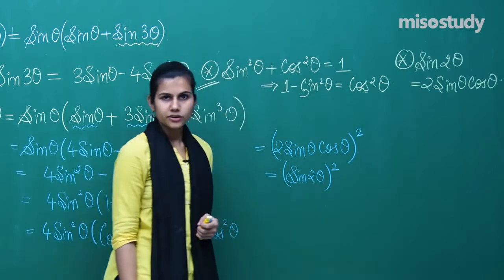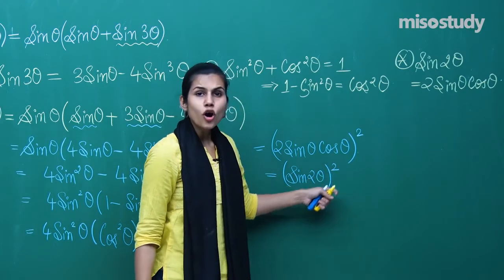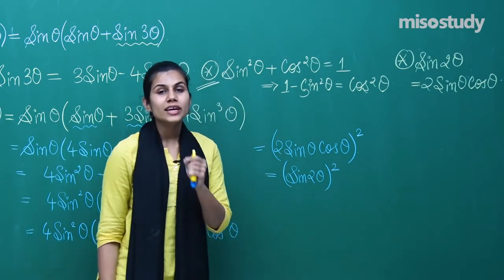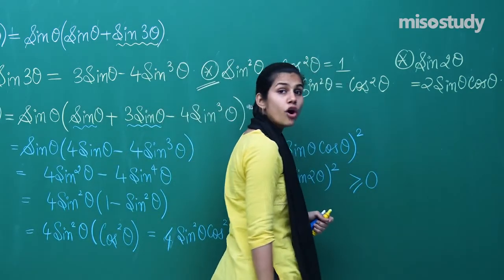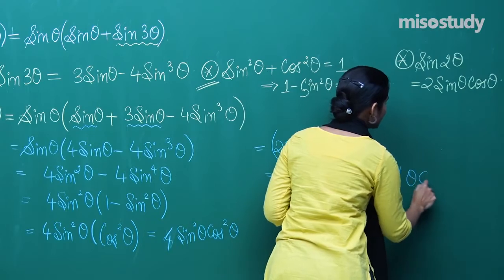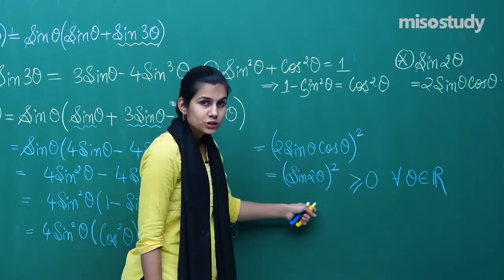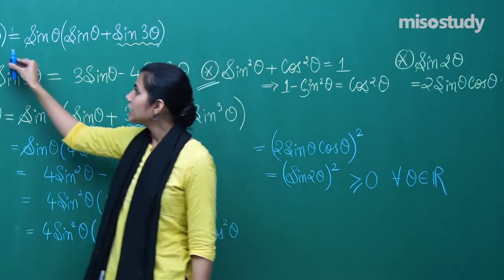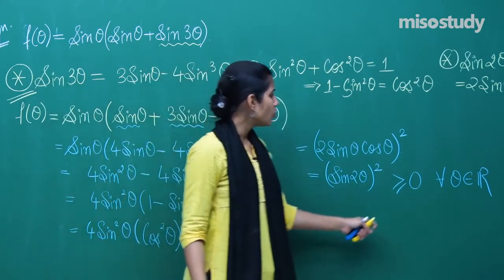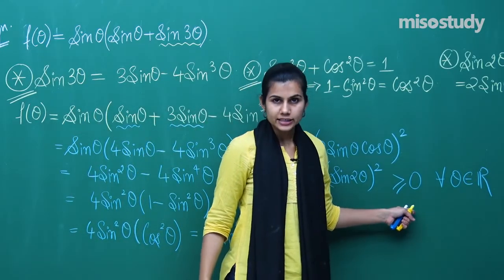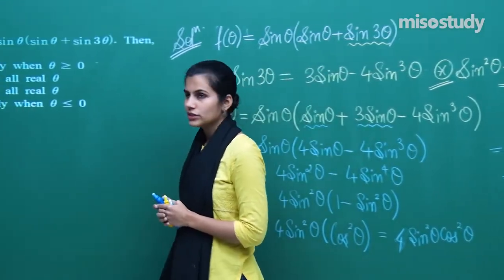whole square. Whatever theta you put over here, the square of any expression is always non-negative. So this is going to be non-negative always for any theta you pick up from the collection of all reals. And that means whichever theta you are going to put as input inside f, f of theta is always going to turn out to be non-negative. Let's see if that is given as an option in this question.